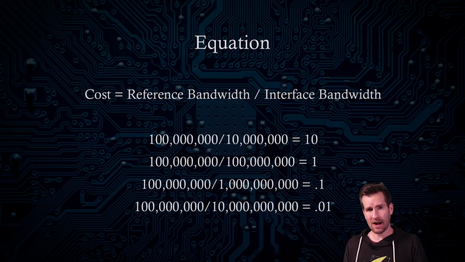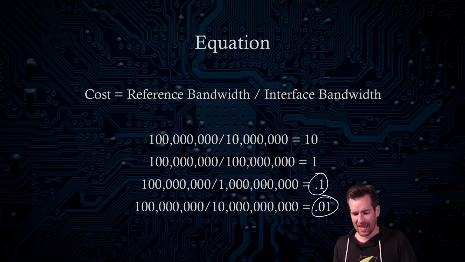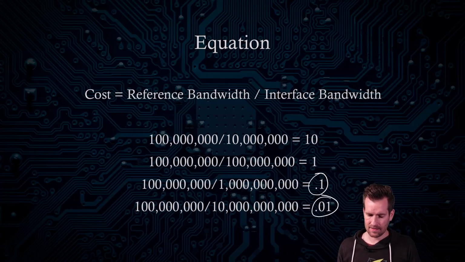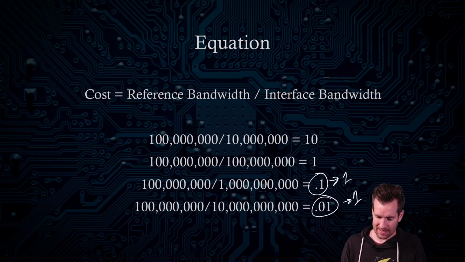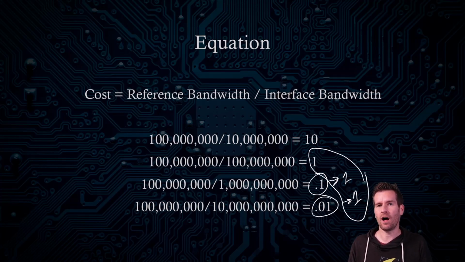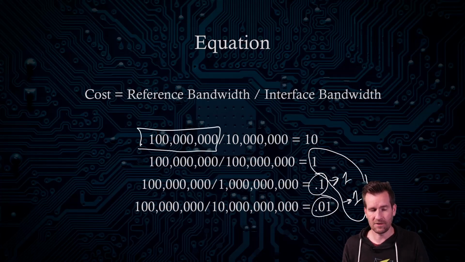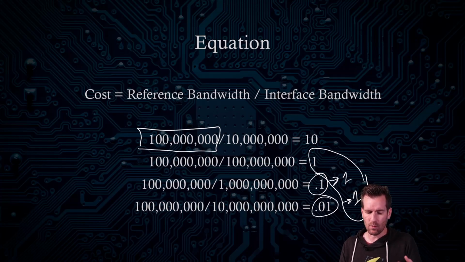There is still a problem with this though. Your router does not see this as a .1 or a .01. It doesn't do fractions like this. What it actually does is translate that and it becomes a 1. That is problematic because now our 100 meg, our gig, and our 10 gig connection are all 1. That is because this is an outdated reference bandwidth. The reference bandwidth was set back when we had much slower speeds and we didn't have these fast Ethernet connection speeds.